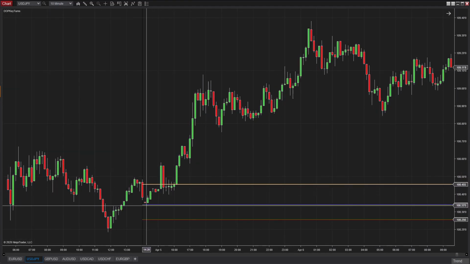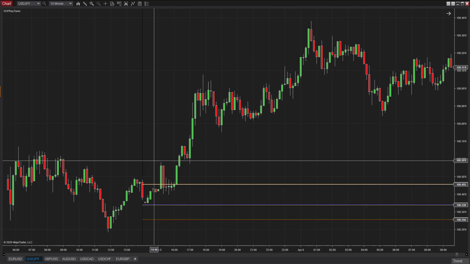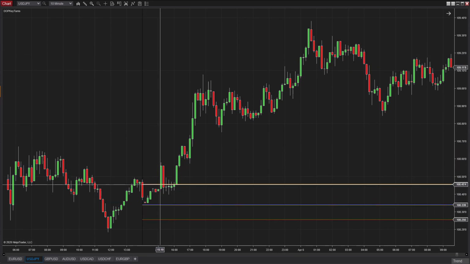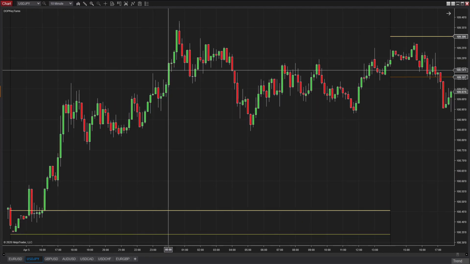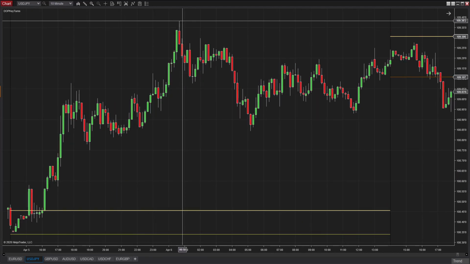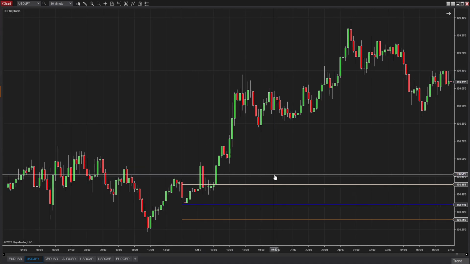Here's your winner, another big winner on April 5th that pops up here, pops above it, comes back down. We're getting long here, 108.45, and that thing rallied up to the high here at 109.38, nearly 100 pips.